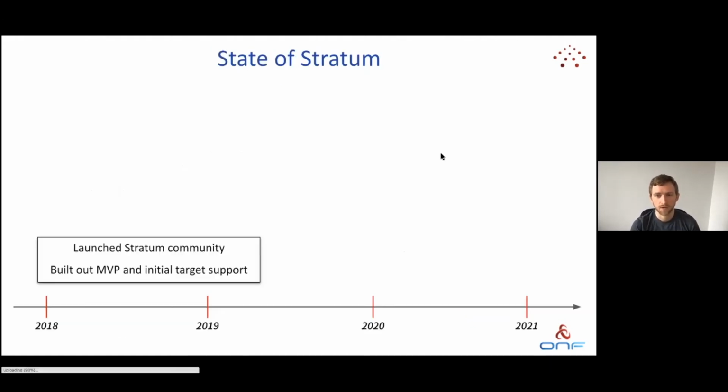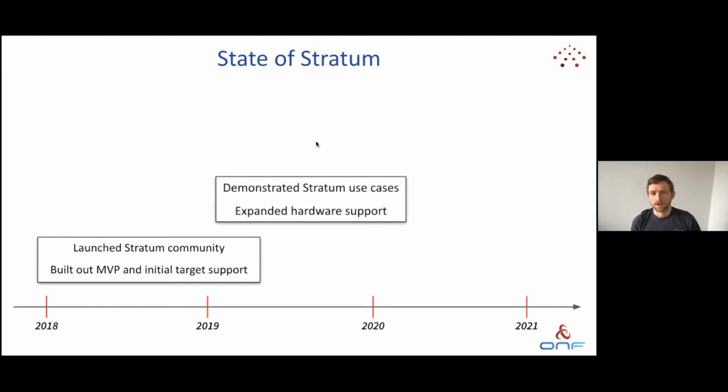And now let's take a quick look at the history, and we can cover users and use cases along the way. Back in 2018, we launched the Stratum community and built out an MVP and a set of initial switch hardware targets that we support. Then we spent most of 2019 demonstrating how Stratum can be used and expanding the set of hardware supported by the platform.